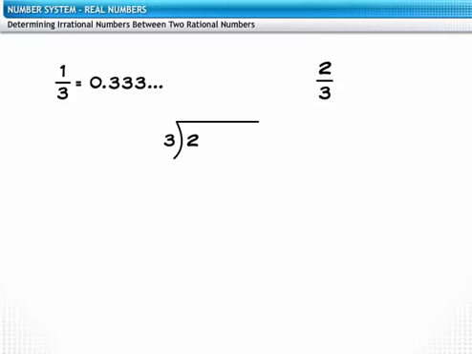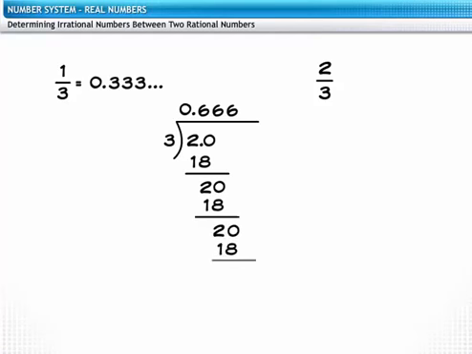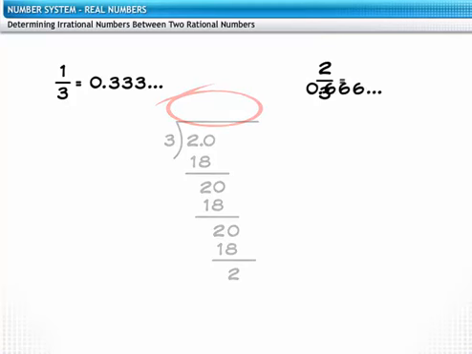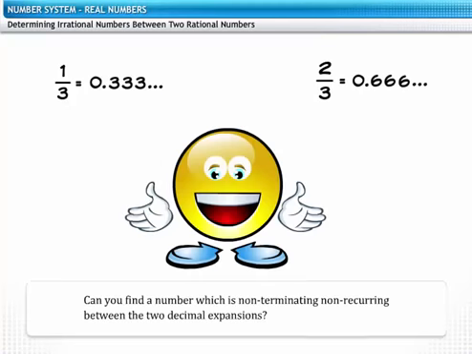Next, let's find the decimal expansion of the second rational number, 2 divided by 3. 2 divided by 3 is equal to 0.666 and so on. Can you find a number which is non-terminating, non-recurring between the two decimal expansions?